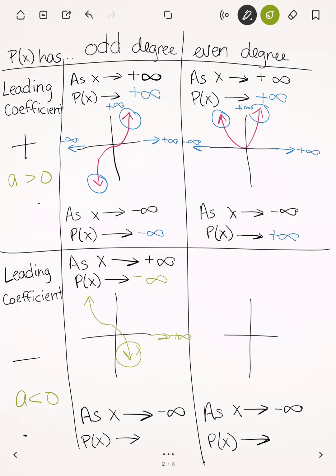Whereas now when it's approaching negative infinity, right here, so negative infinity is going this way, my function's going up and it's approaching positive infinity. So it reflects what it looks like.